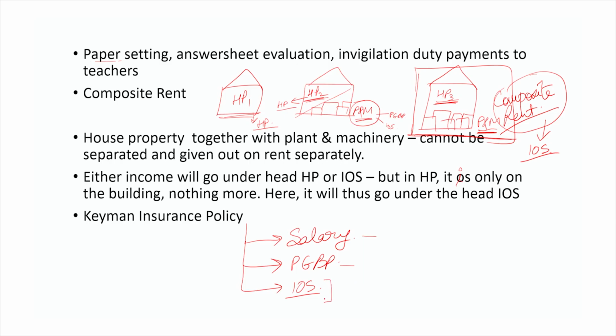From the point of view of income from other sources, when, let's say, for example, the person passes away and this particular Keyman insurance policy amount now comes into the hands of the family members, right? So when it comes into the hands of the family members, at that point of time, this is going to be treated as nothing but income from other sources. Why? Because the employee is no longer there.